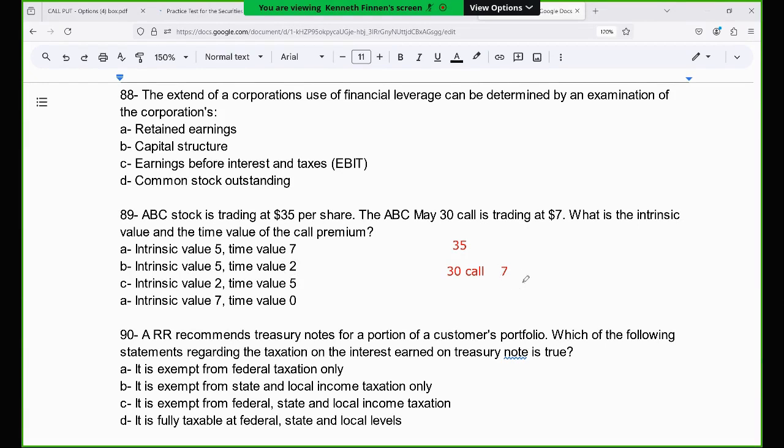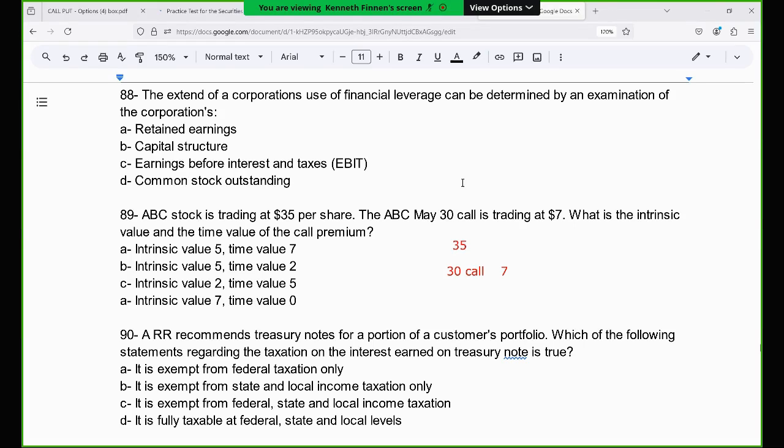Now there could be a 0. That's why there's no negatives. If the stock was trading at 25, the entire premium is time value. If the stock was trading at 37, the entire premium would be intrinsic.